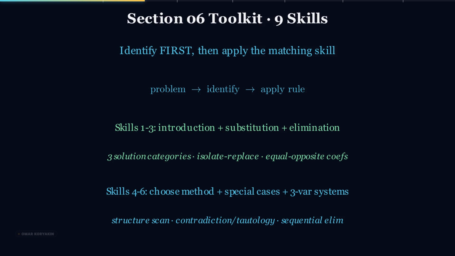3-variable systems with sequential variable elimination. Combine equations pairwise to remove one variable, then solve the remaining two-variable system, then back substitute for the third variable.